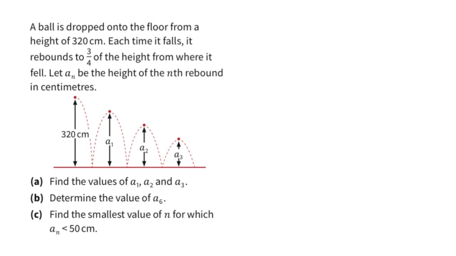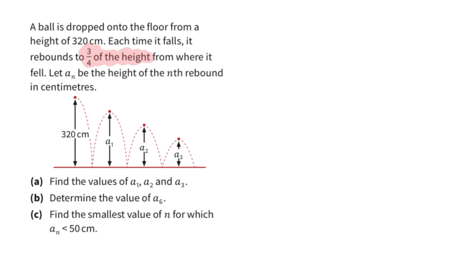Hello everyone, welcome to this problem where we are given that a ball is dropped onto the floor from a height of 320 cm as shown in the diagram, and each time it falls, it rebounds. Oh, this is a very important piece of information: 3/4 of the height from where it fell. That means 3/4 of the previous height. And An will be the height of the nth rebound.